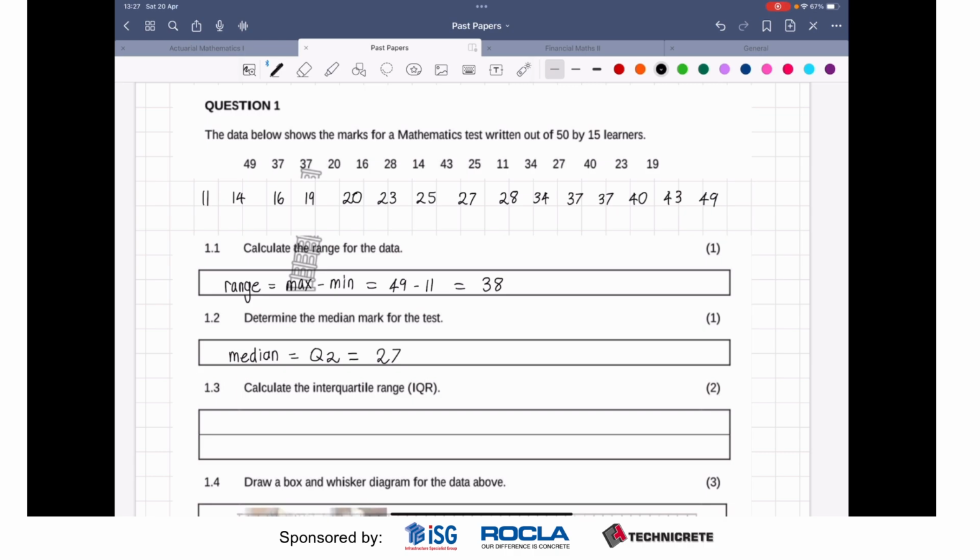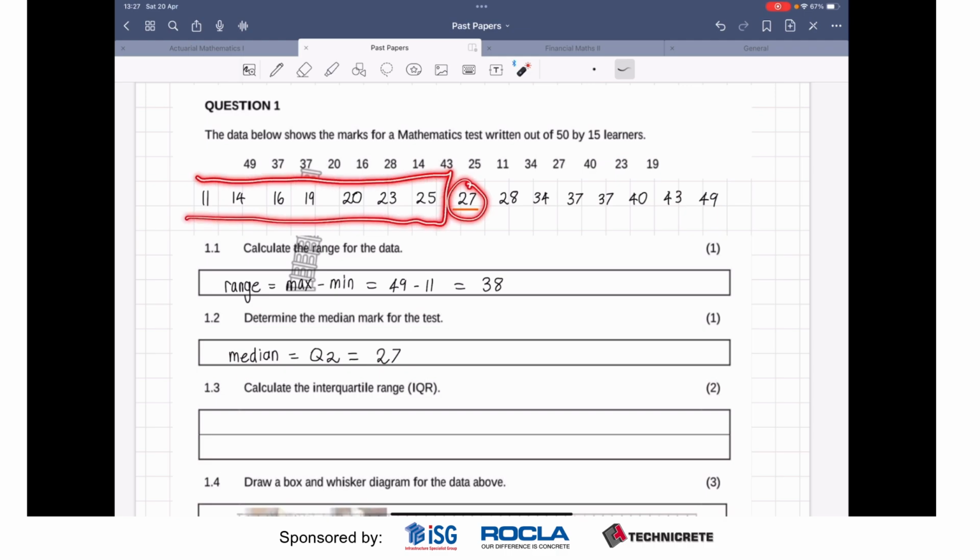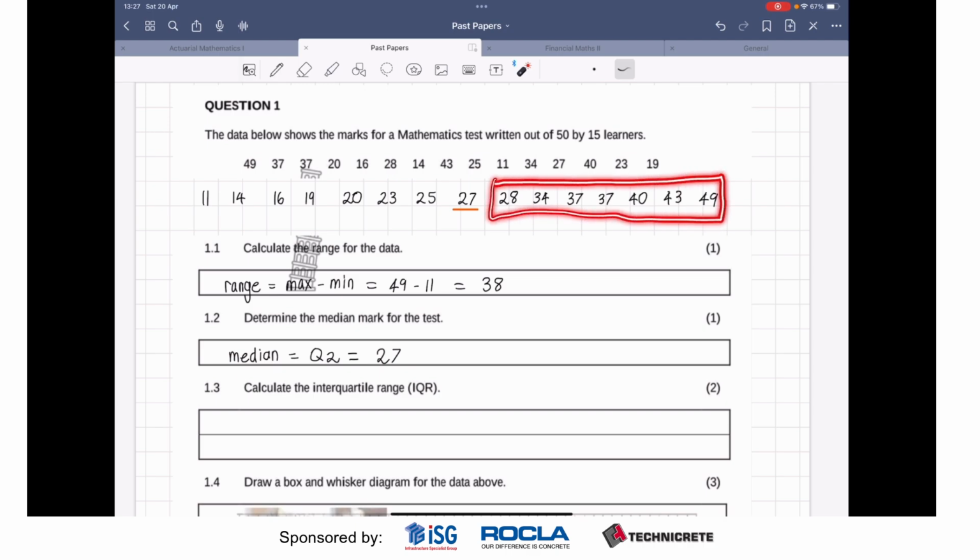Then we're asked to calculate the interquartile range. So now I want Q1 and Q3, which is the lower quartile and the upper quartile. So I do that by first going to my median, which was 27. So this is the middle of the data. Then the Q1, the lower quartile, is the middle of the lower half of the data. So I'm going to be looking at these numbers and finding the median of this lower group. And then for the Q3, the upper quartile, I want to find the median of this upper group from the median that I already had.